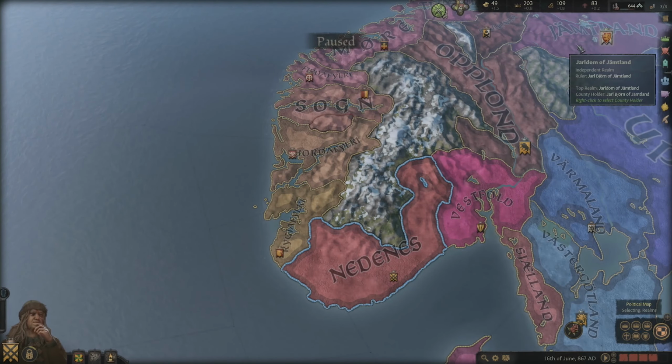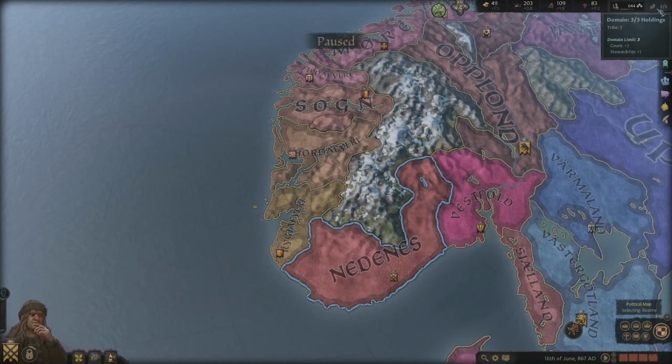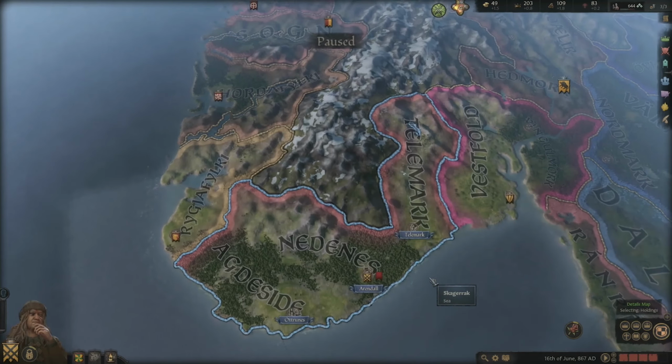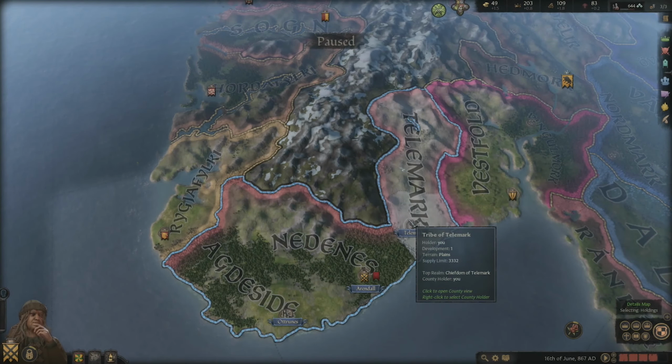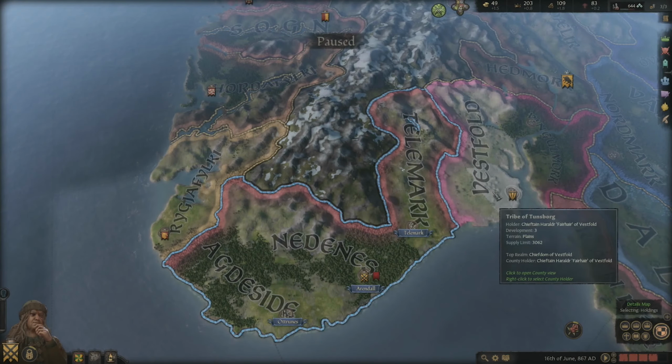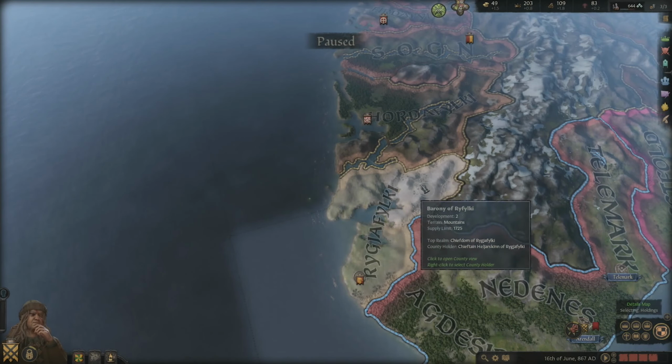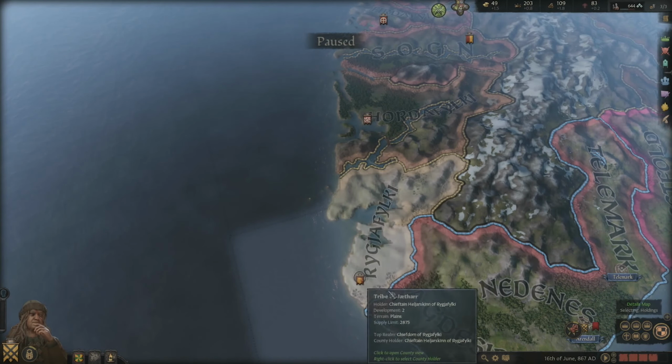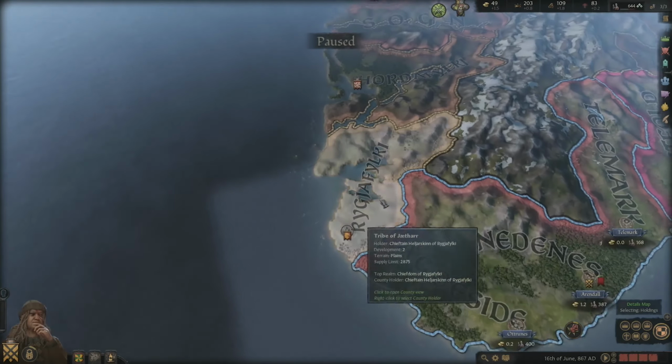The other thing worth noting is that we do have a domain limit. We currently have our maximum holdable domain. So we already control 3 areas. And if we try to, let's say we go to war with over here, and we conquer one of these counties, or I guess it is just one county.